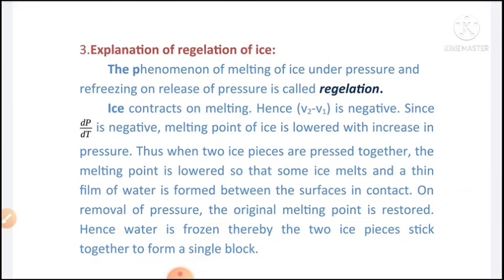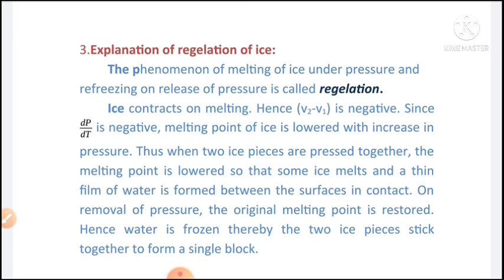If you take two ice pieces, put them together and apply force from both sides, after a certain time the two ice pieces become a single piece. Why is it happening? Let us see here. The phenomenon of melting of ice under pressure and refreezing on release of pressure is called regelation. If you take two pieces together and apply force with the thumb and index finger on the sides of the two pieces, indirectly we are applying pressure on the ice cubes. So after a certain time, it will become a single piece.